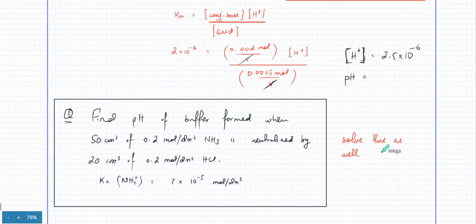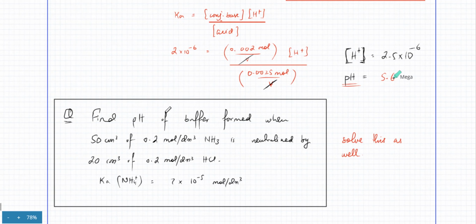Okay, Sarah, did you find the answer to the first one? Aisha, what's the pH of the previous question? Is it negative 2.5? No, why, it can't be negative 2.5. Okay, I think there's something wrong, I'll check again. 5.6? Okay, so it's 5.6. Anyway, this question is similar. Try and solve this question and send the answer to this one as well.